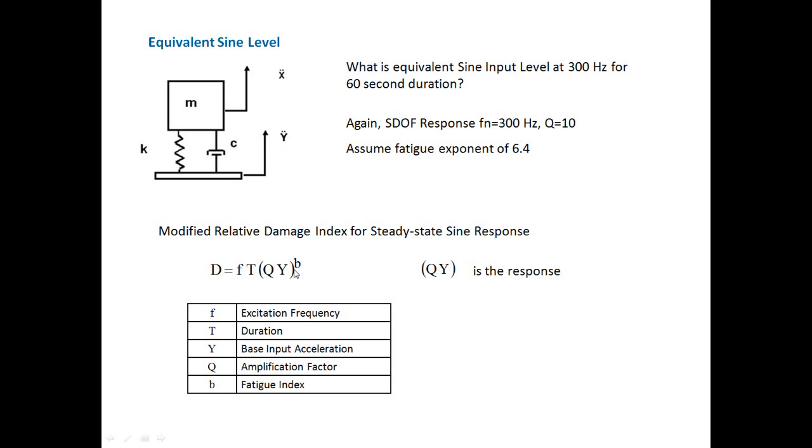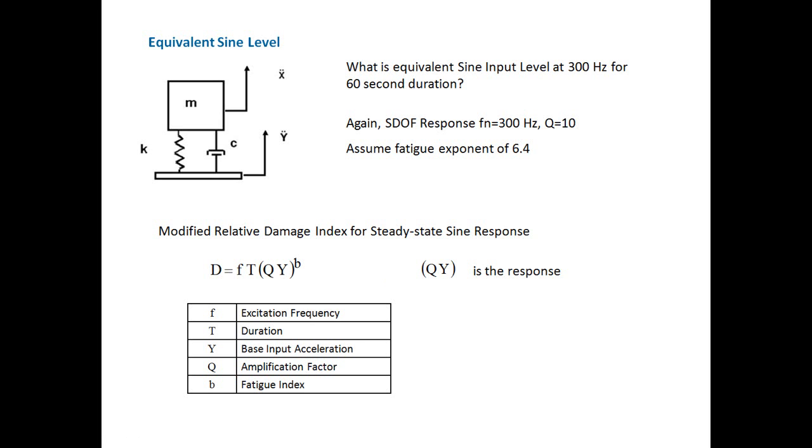So we take that response and we raise it to the exponent b, which in our case will be 6.4. Again, Q is equal to 10. And the number of cycles is very nearly trivial to calculate. We just take the frequency of the oscillator, which is cycles per second, multiply that by duration, and that's the number of cycles. And that's all there is to calculating the damage, this relative damage index for steady state sine response. We don't even need a series. It's just five variables, a simple calculation. So we're going to go ahead and do that for our case.